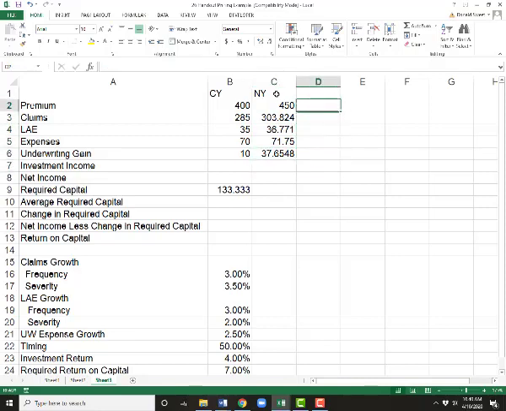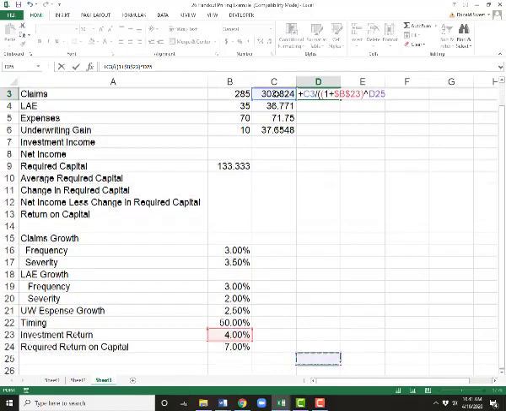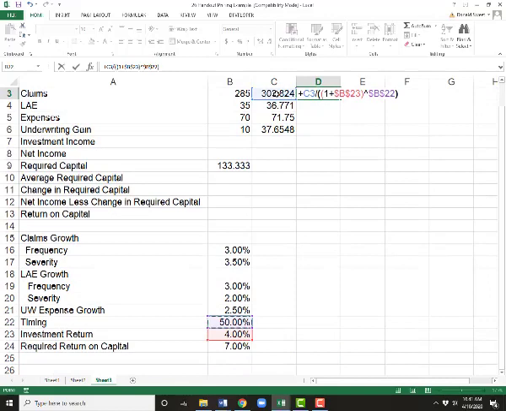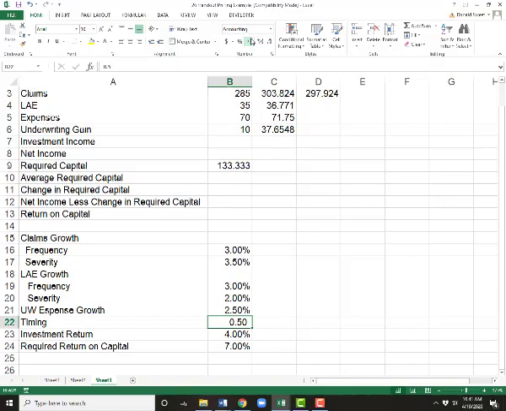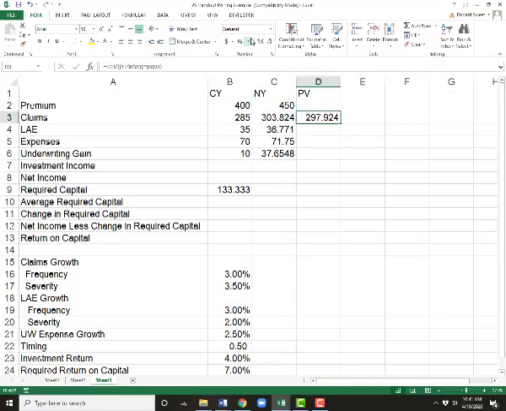For our investment income, we've got to look at floats. So we'll do the present value of these items. For the present value of claims, we'll take our expected next year claims divided by 1 plus our investment return. I'm going to lock that in, raised to the 0.5. I'll lock that in. Close parentheses. That 0.5 shouldn't be 50%, it should be a decimal. And we should be able to copy that down, right? Because if we lock them in, we can copy them down.